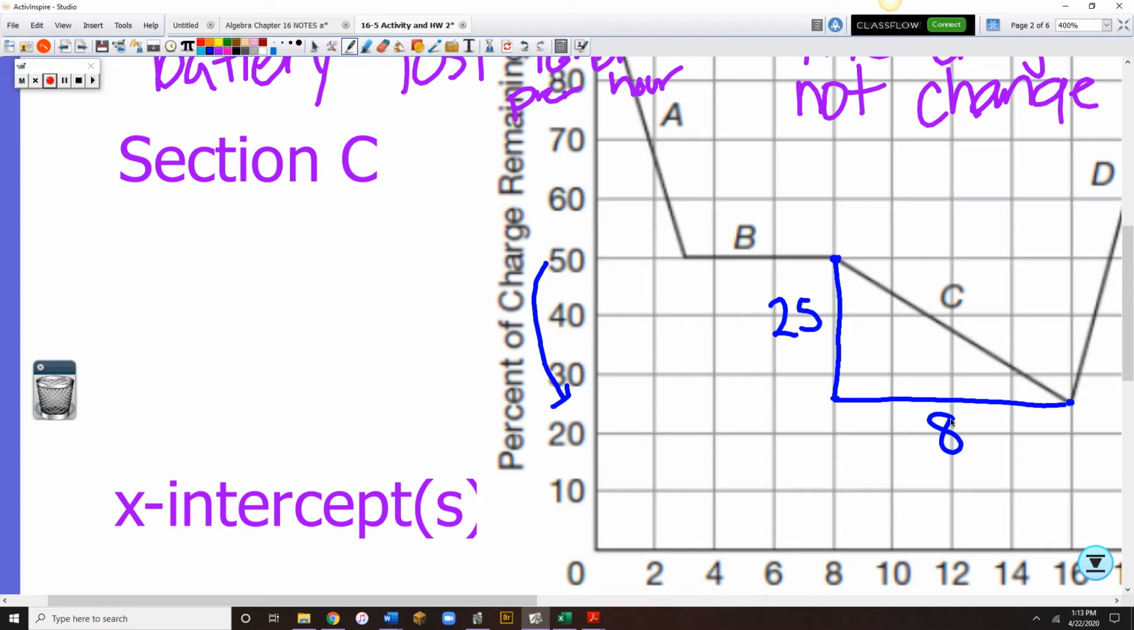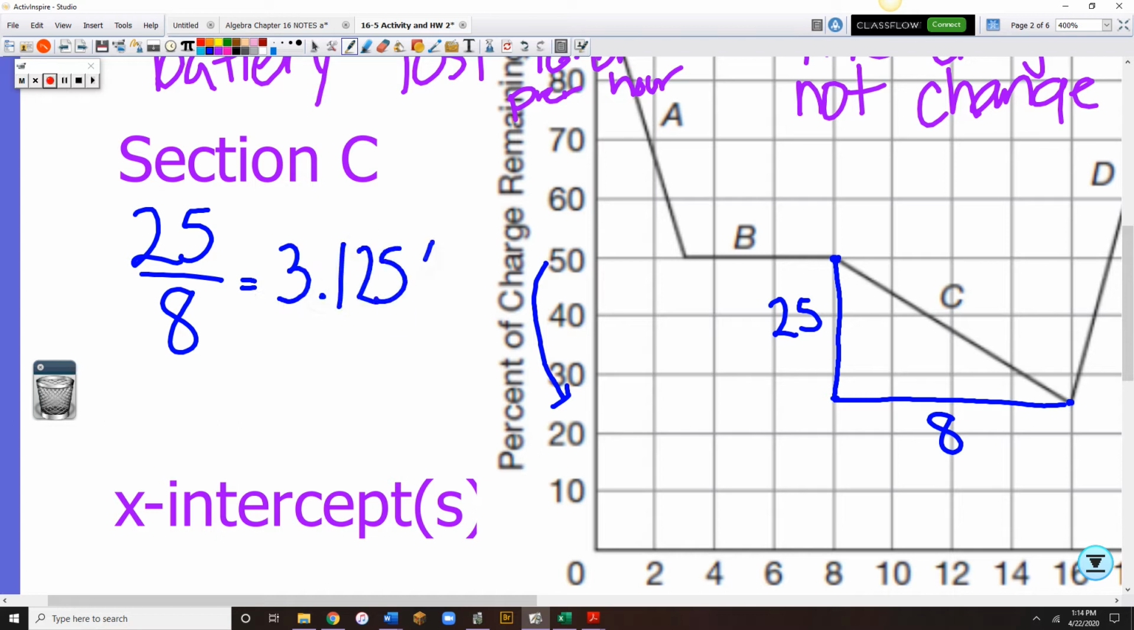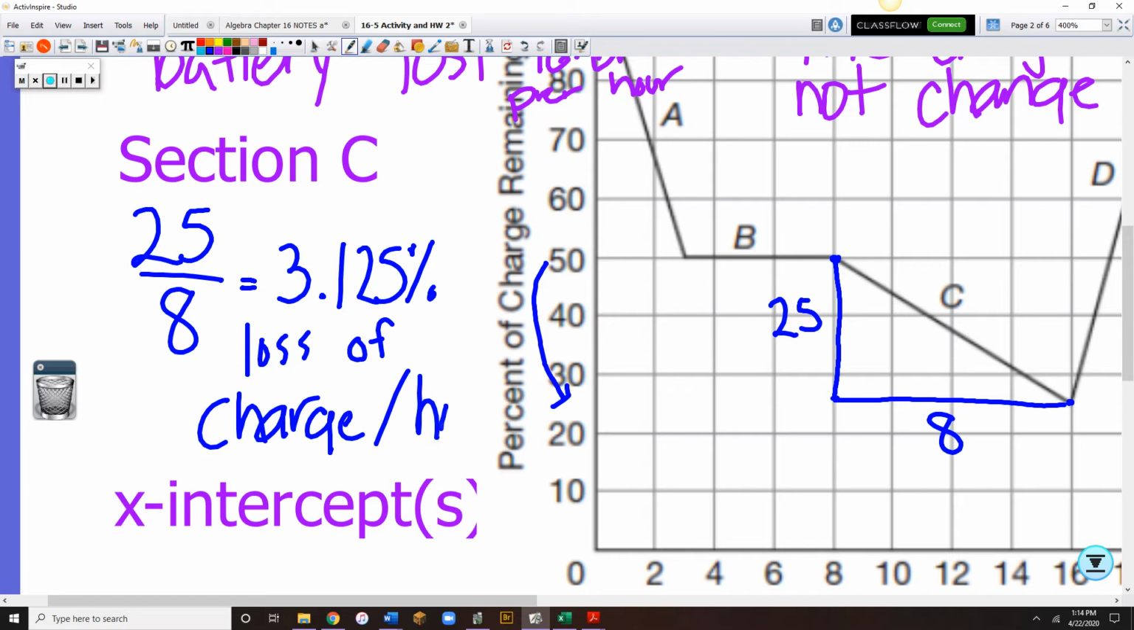So the change in y, 25, over the change in x, 8. And that comes out to 3.125% loss of charge, just another way of writing it, per hour. And we should make that negative. It's going down 25%.